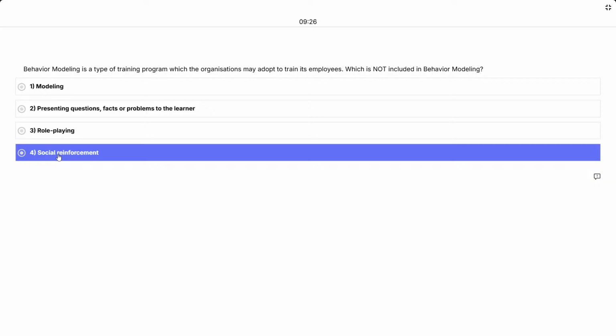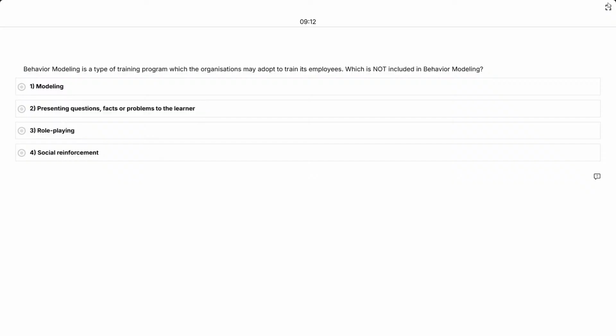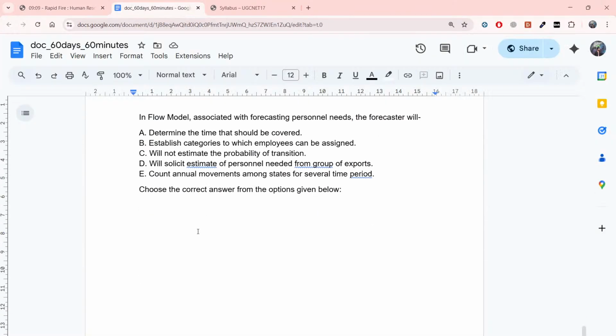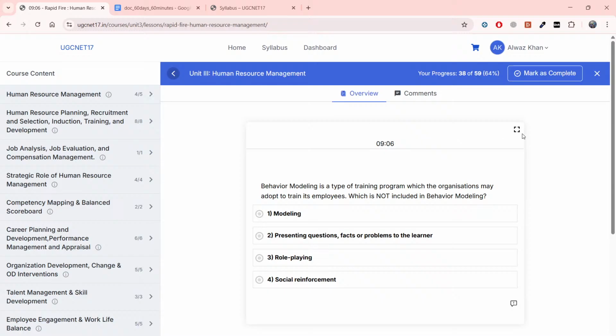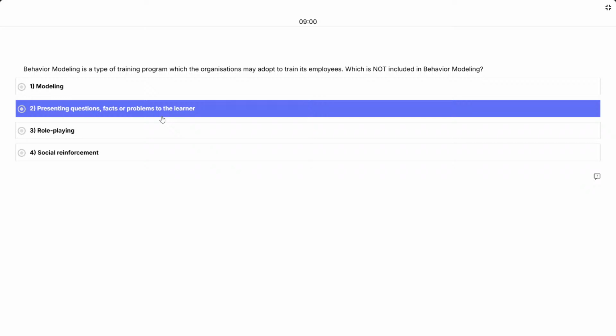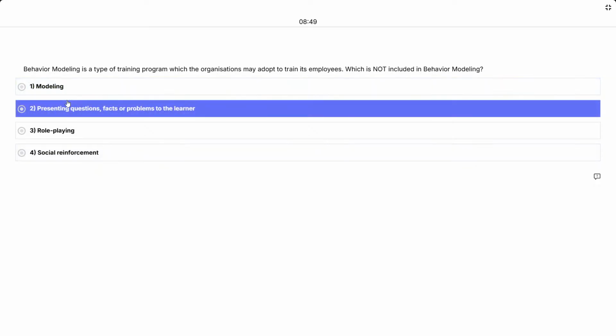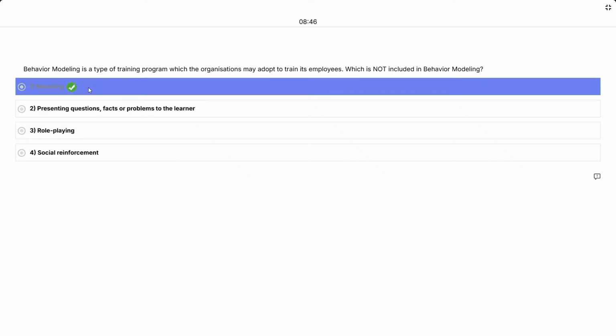Behavior modeling is a type of training program which the organization may adopt to train its employees, which is not included in behavior modeling. I don't remember if we studied this. I'll just copy this just in case. Type of training program which the organizations may adopt to train its employees. Presenting questions, facts or problems to the learner, this could be it. Role playing could be, social modeling could be, A or B is something. I will go with A, which is not included.